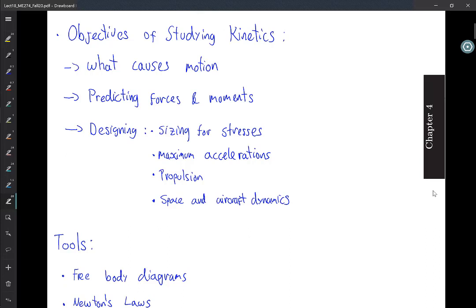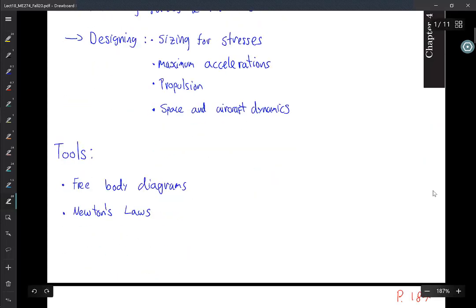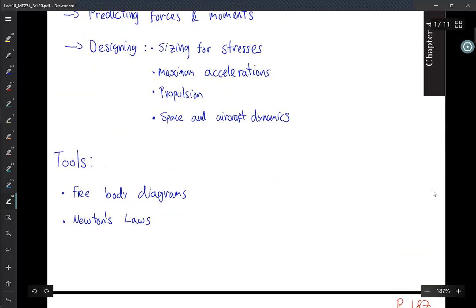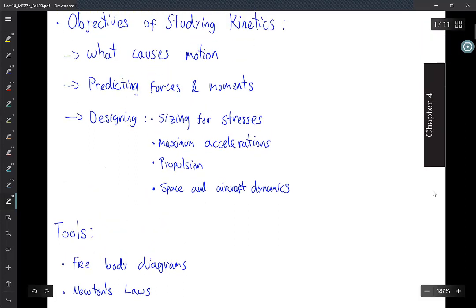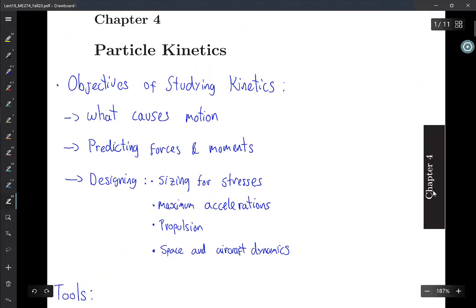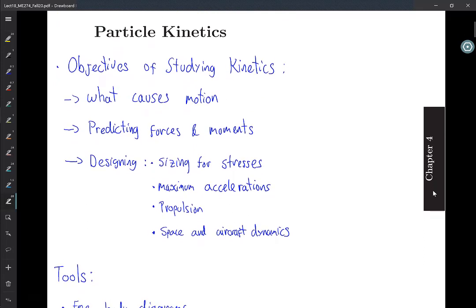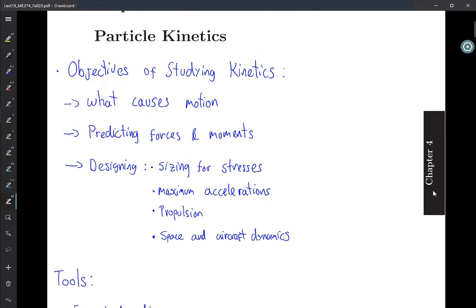So we were looking at what causes motion, what motion was, how to describe it. And now we need to know what is causing motion, which is forces, right? But I really want to make a big point about the fact that the kinematics that we studied in chapter 1 are particularly useful for chapter 4, because we're looking at particles, right? Chapter 1 was about particles.